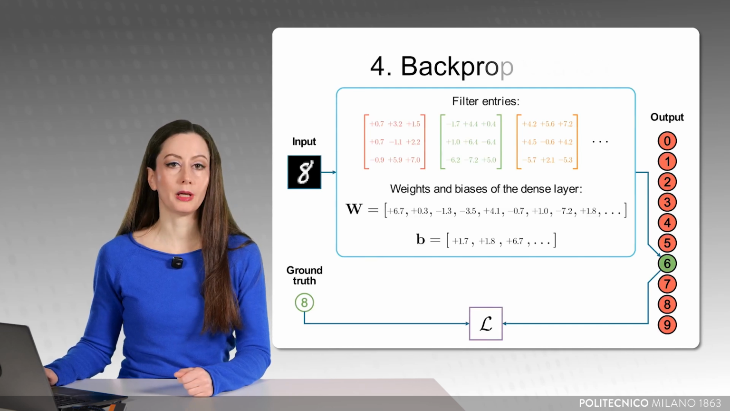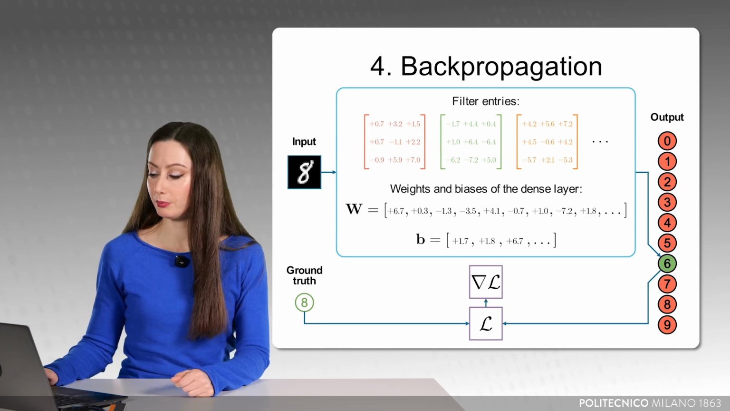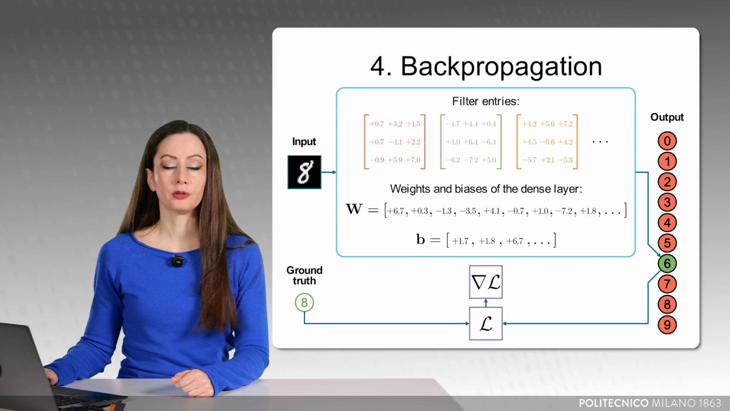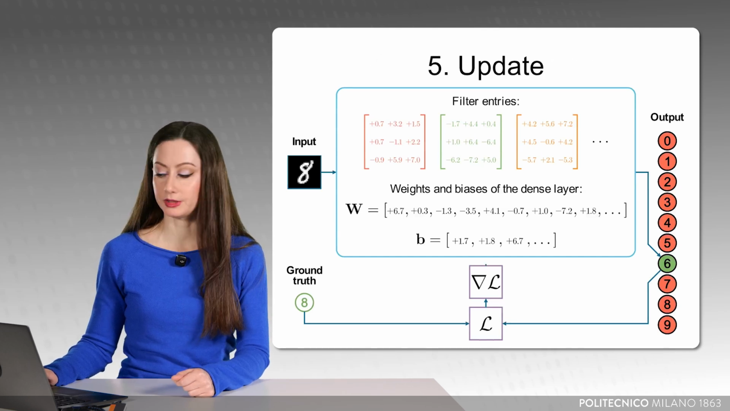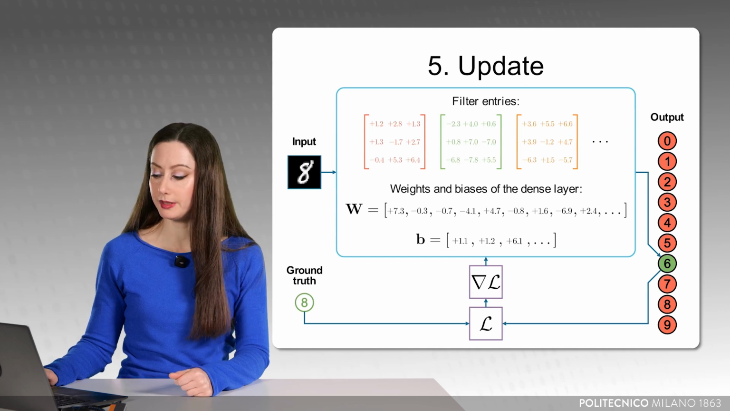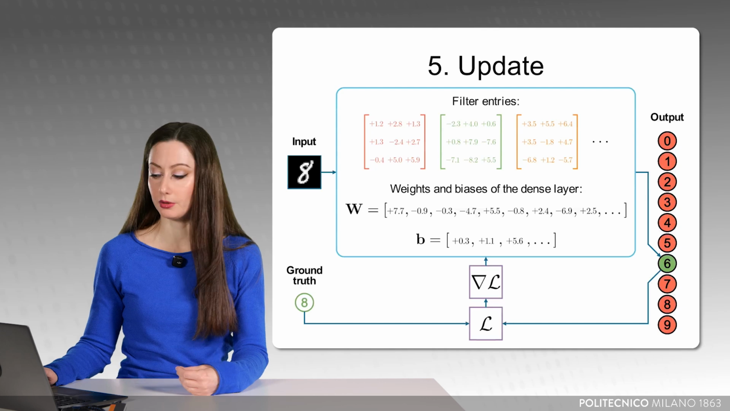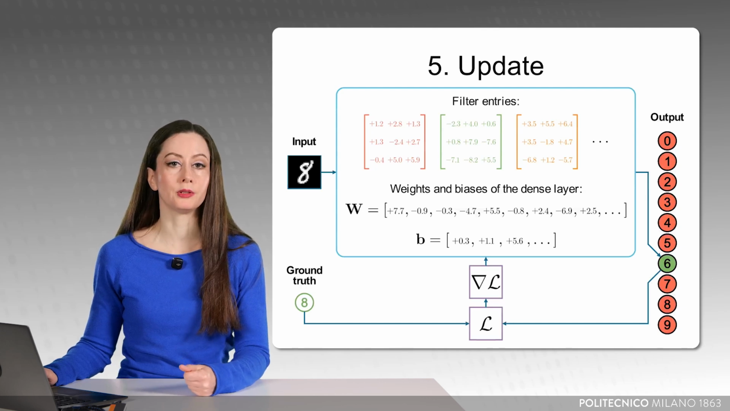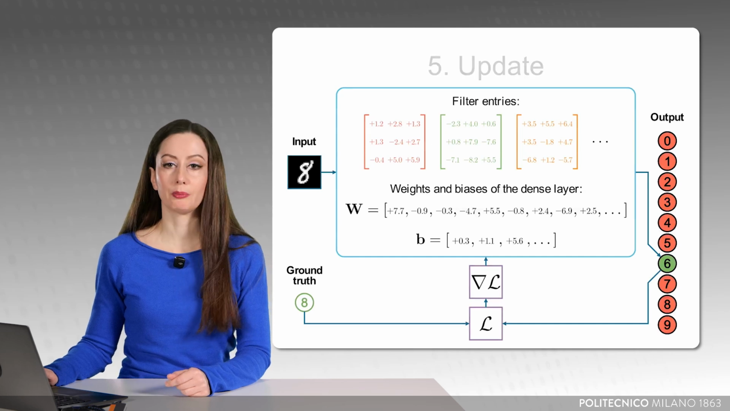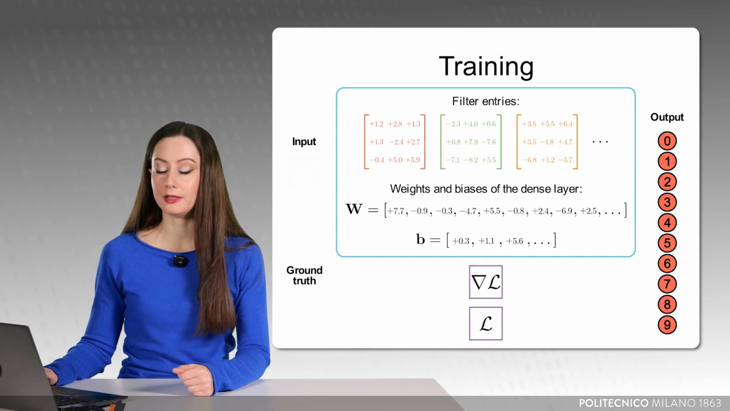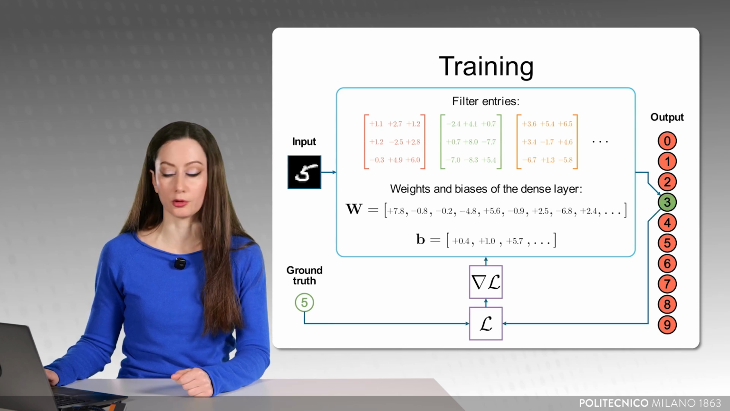Step 4 is called backpropagation. And here we compute the gradient of the loss with respect to all the parameters of the network, moving backward through the network. And finally, step 5 consists in updating the weights and biases according to the gradient in the direction that minimizes the loss, so to reduce the discrepancy between the network prediction and the actual values of the digits. Now, steps 2 to 5 are repeated many times with different input samples, gradually improving the network prediction performance.